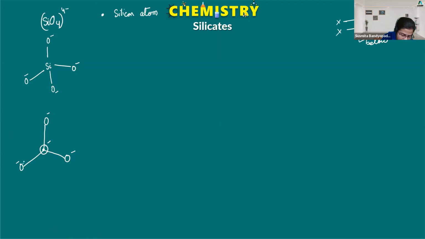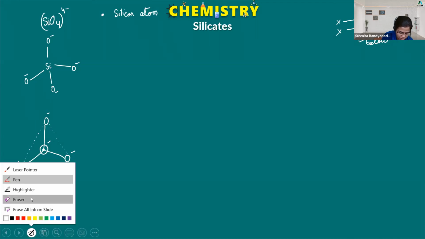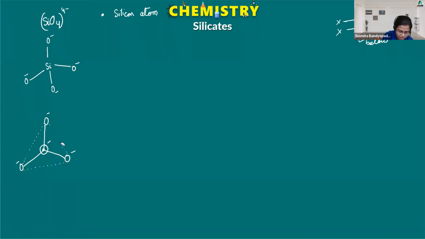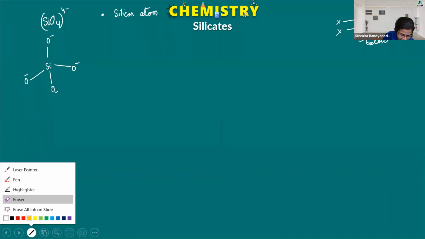So this dotted line is not like a bond. Just to give you a triangle-like feeling. If you are getting confused, you will not draw this dot. In case you're getting confused. Otherwise, I'll repeat this thing once again. I feel I should repeat this once again before beginning silicate.